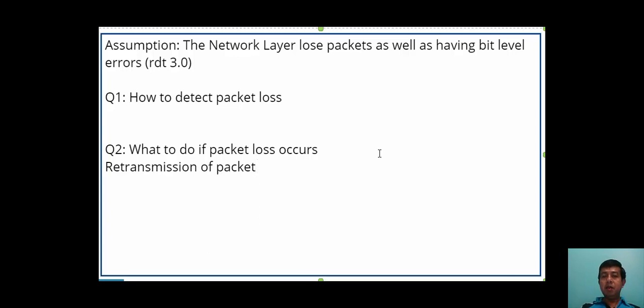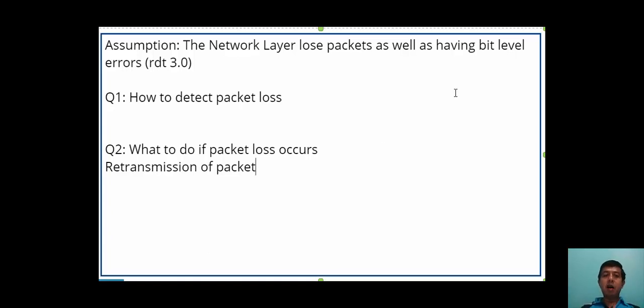But this would again introduce the problem of duplicate packets. If there is a retransmission of packets, duplicate packets may be transmitted. How? We'll see. But how to handle duplicate packets? That has already been solved using the concept of sequence numbers. So the second part, what to do if a packet loss occurs? The simple answer is that the sender retransmits those packets which got lost.